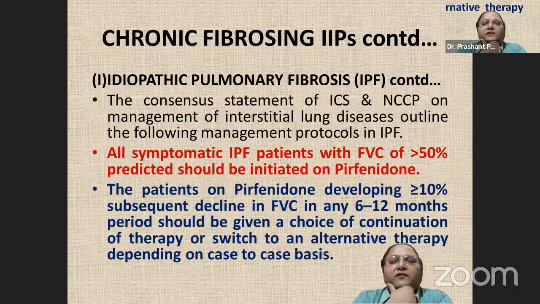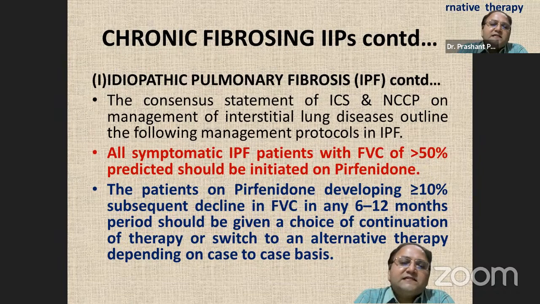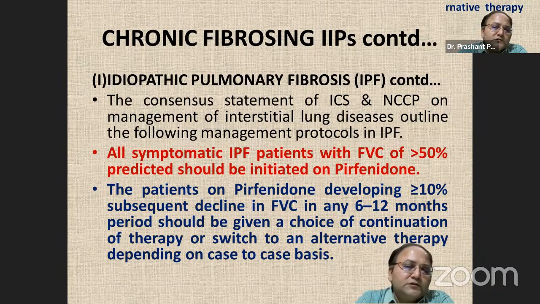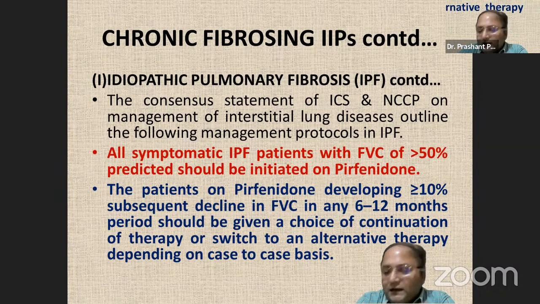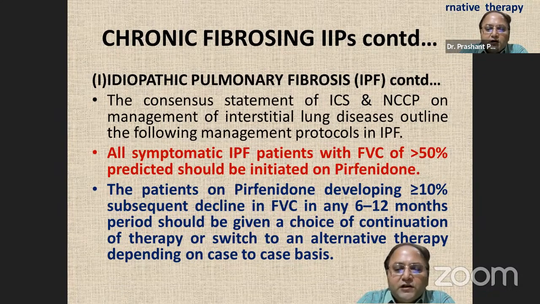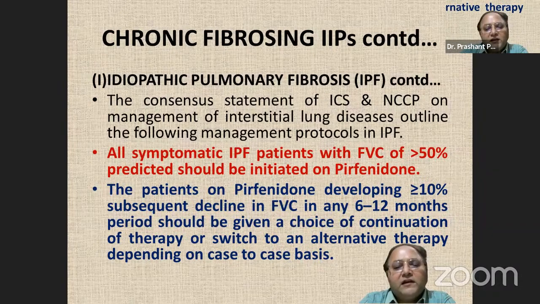Now, once we are through with our diagnosis of idiopathic pulmonary fibrosis, how do you manage it? The consensus statement of the Indian Chest Society and National College of Chest Physicians has outlined the following management protocols. First of all, pirfenidone and nintedanib are basically, and I emphasize this, the drugs for IPF, not other entities. All symptomatic IPF patients with an FVC of more than 50% should be initiated on pirfenidone. Patients on pirfenidone developing more than 10% subsequent decline in FVC in any 6 to 12 months period should be given a choice of continuation of therapy or switch to an alternative therapy depending on a case-to-case basis.